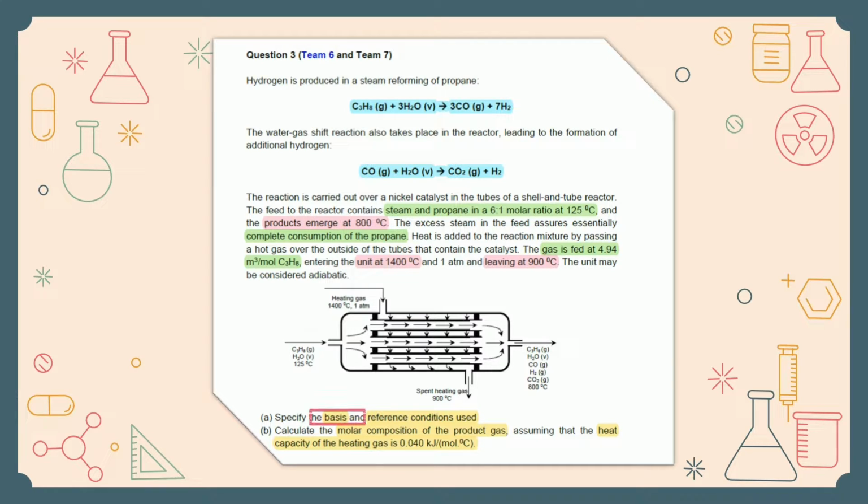We are required to specify the basis and the reference condition used. After that, we need to calculate the molar composition of the product gas, assuming the heat capacity of the heating gas is 0.04 kJ per mole degree C.